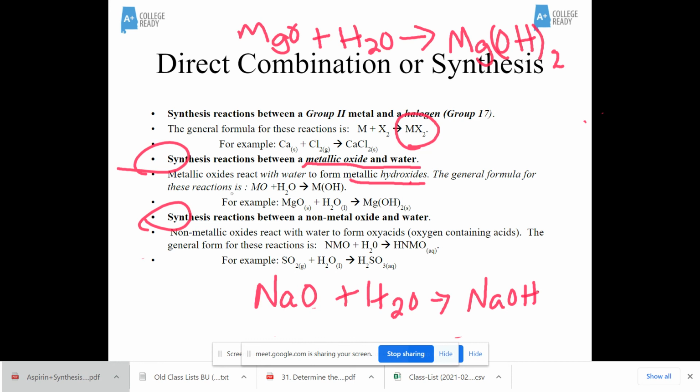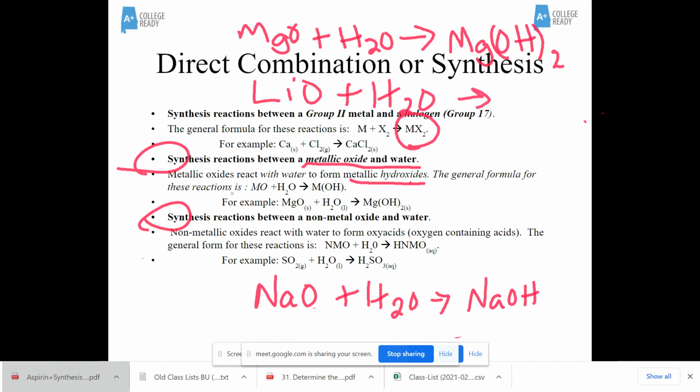So when you're asked to predict an equation, because a lot of times that's what I'm going to do, I'm going to say, all right, we've got lithium oxide and water. Tell me what the products are. That's going to be your problem.